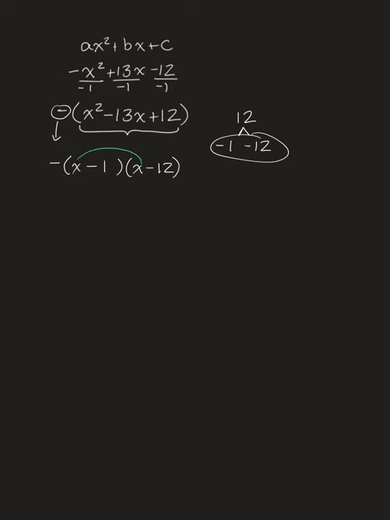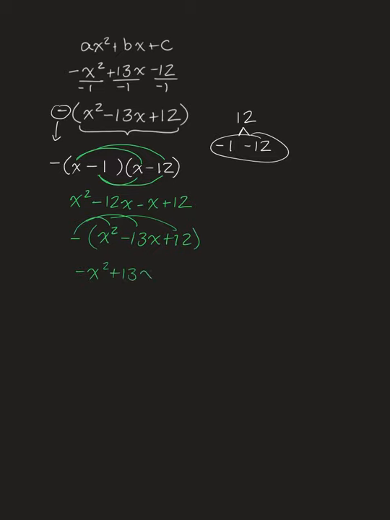So I'm going to FOIL this guy right here. So x times x is x squared. X times -12 is -12x. -1 times x is -x. -1 times -12 is +12. I simplify my expression here. Now remember that you do have that negative on the outside, so you can distribute that guy in, and you should get the answer that you started with. Okay?